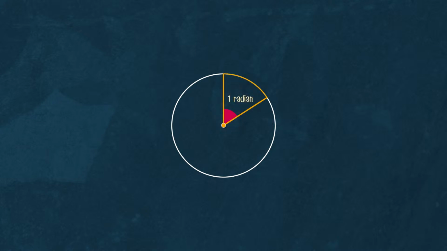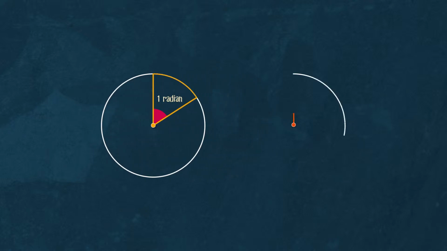Let's compare with 1 degree, which you are familiar with. This is about 1 degree. Radians and degrees are different units to measure angles. So what is 1 radian exactly?